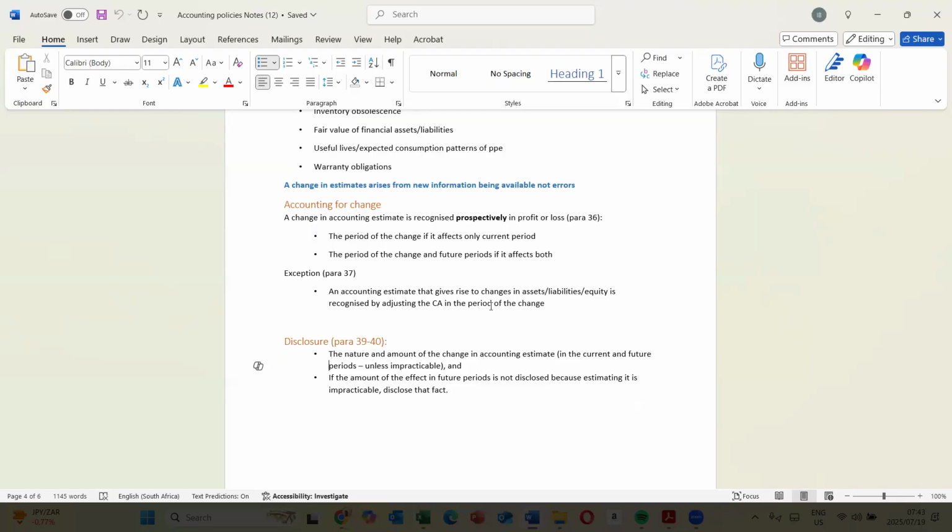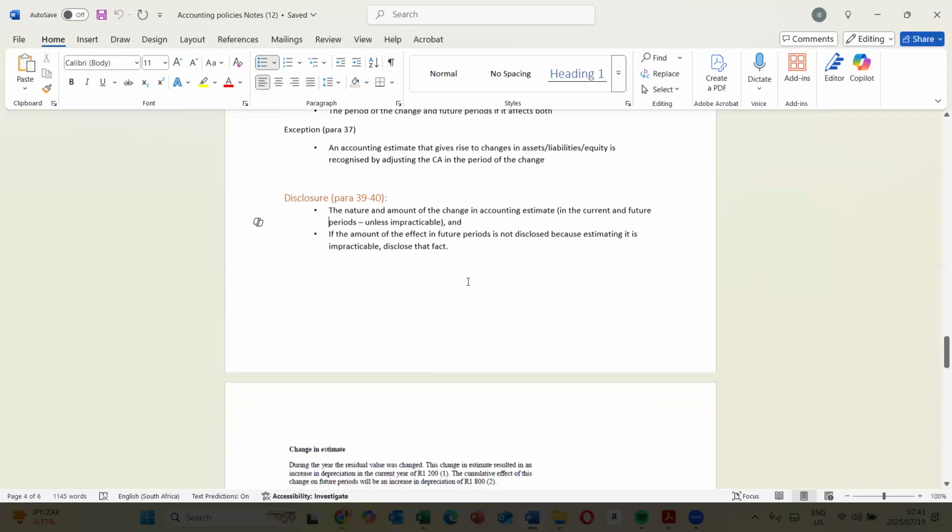So now the standard is saying that the change will be accounted for only in the period of the change. So you adjust the right-of-use asset only in the current period of the change. I'll try to look for an example where there's a reassessment of the implicit interest rate or reassessment of the lease term or something like that.